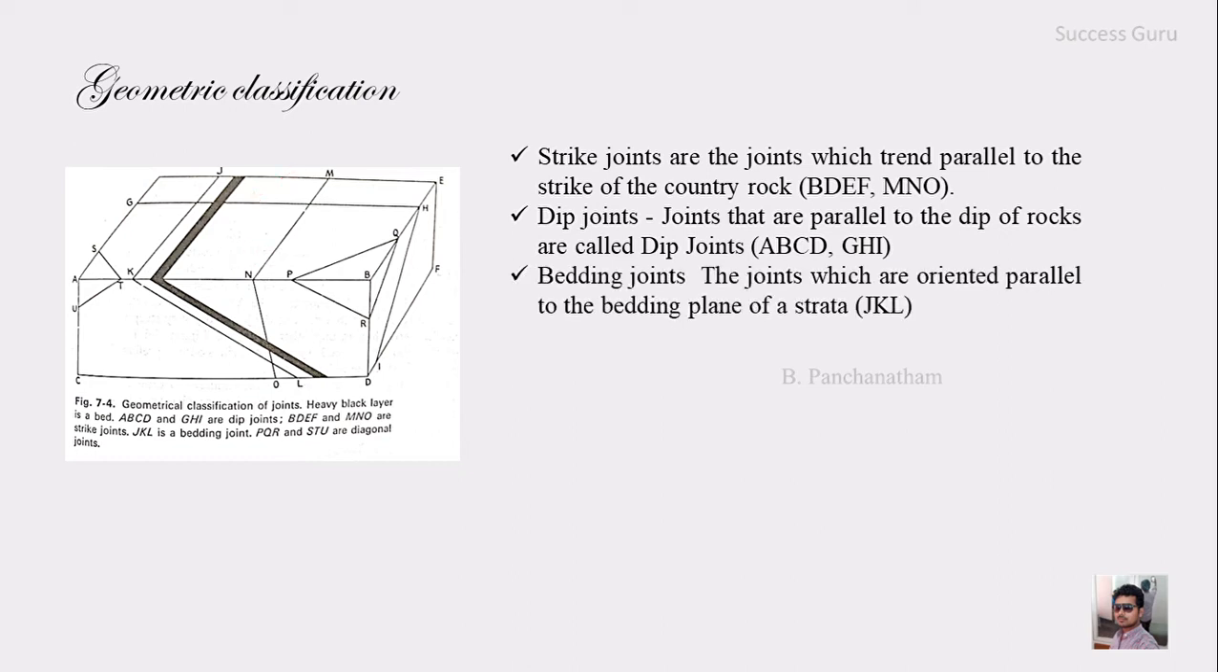And the third one is the bedding joint, where the joints are oriented parallel to the bedding plane of the strata. So you can see here that J, K and L, which is parallel to the bedding plane. You can see the strike is matching with the strike, and dip of the formation is matching with the dip of the joint. So such a type of joint is called as the bedding joint.